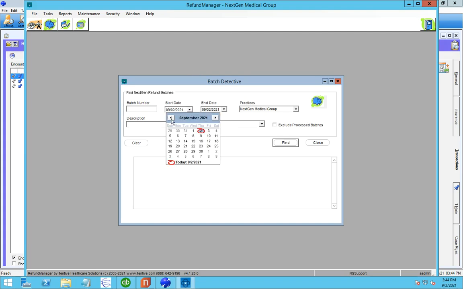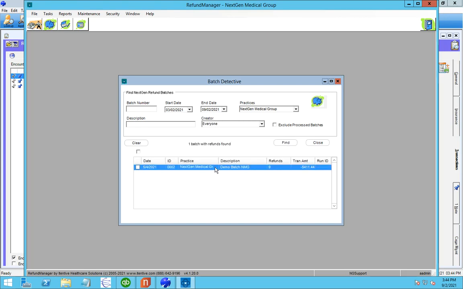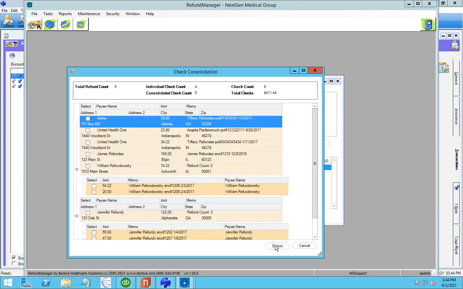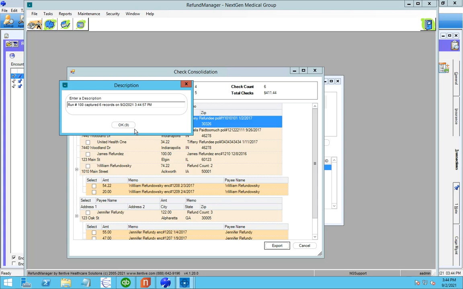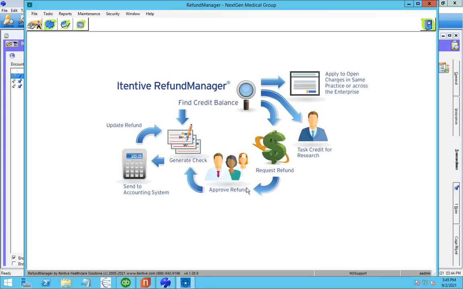We're going to find our batches in NextGen that contain one or more refund transactions. In this case, we only have the one that's available. We've probably processed our other ones. So we're going to go ahead and export it out. And it's going to open a connection to QuickBooks and create those demographics and payments in QuickBooks without accounting having to key them in. If this was a file-based system, it would pop up and ask you where to save the file. You'd hand it off to accounting, and then accounting would go ahead and import that file.